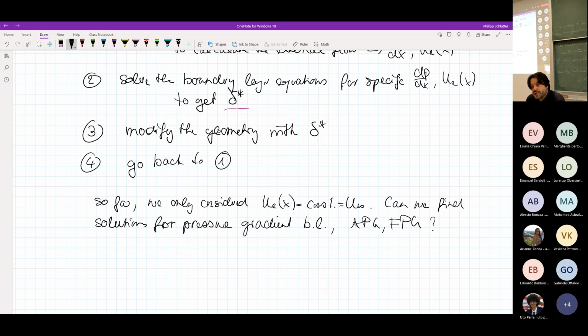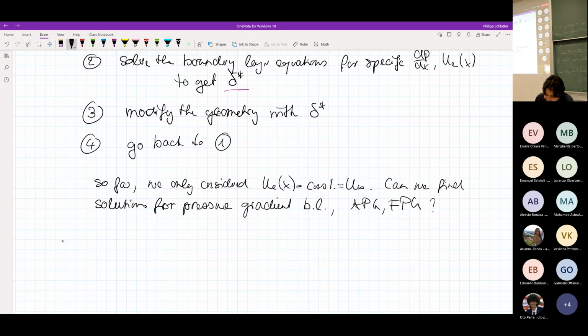And of course, I wouldn't ask this question if it was impossible. And there is actually one specific family of solutions that are quite useful when it comes to pressure gradient boundary layers. And that is the family of the so-called Falkner-Skan boundary layers, the Falkner-Skan flow. And that is something that was introduced in 1930, so roughly 20 years after the first solutions by Blasius.